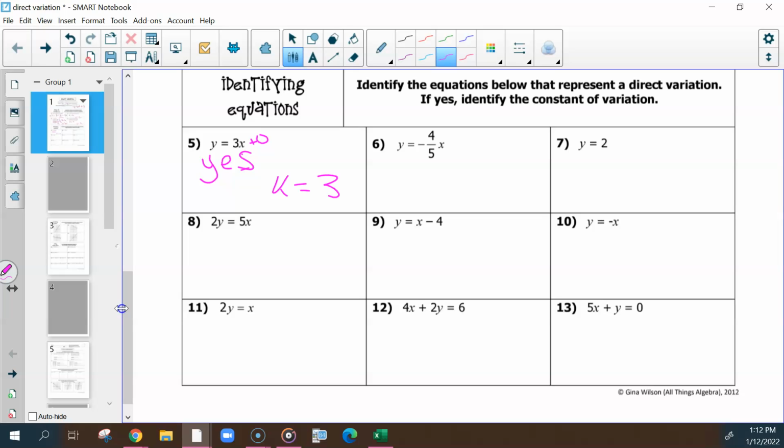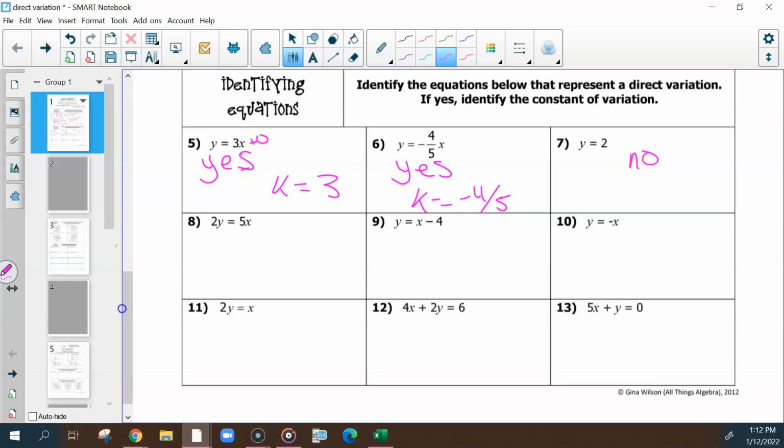Would 6 be a direct variation? Yes. And what would k be? -4/5. So this one looks a little different because it's a fraction, not a whole number, but the k can be a fraction. As long as it's a line and it goes through 0, 0, that's all you need. Would 7 be a direct variation? No. Because this one is going to be a horizontal line, and that's not going to go through 0, 0. So because it's not, you don't have to find the constant k, there's not one.